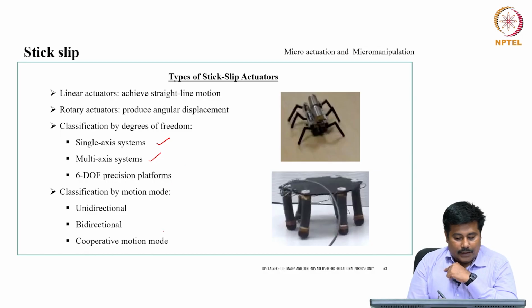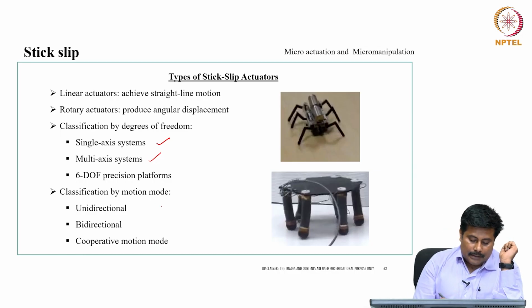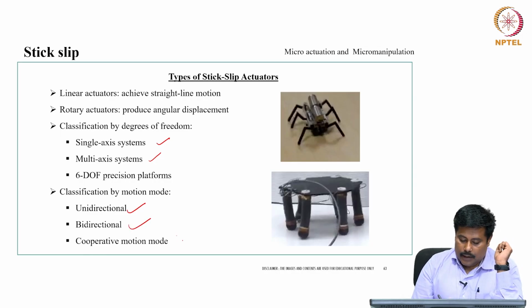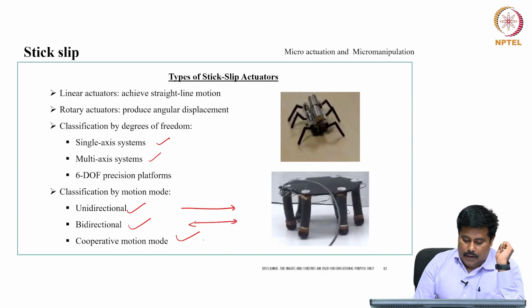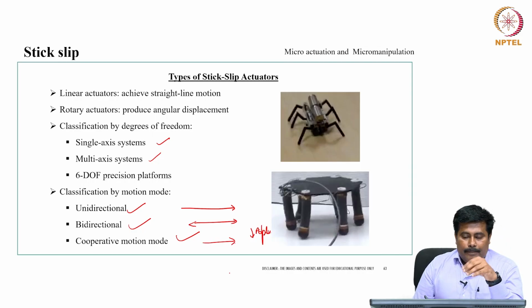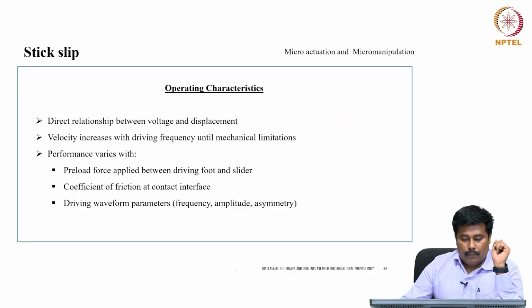Now, from a classification point of view, these stick slip actuators can be unidirectional, bidirectional, or in a cooperative mode. Unidirectional means one way, and for the return you may need to move it manually. Bidirectional is something like in this particular direction. Cooperative mode is an adaptive structure, where based on the obstacle being avoided, it can be used appropriately for the movement.